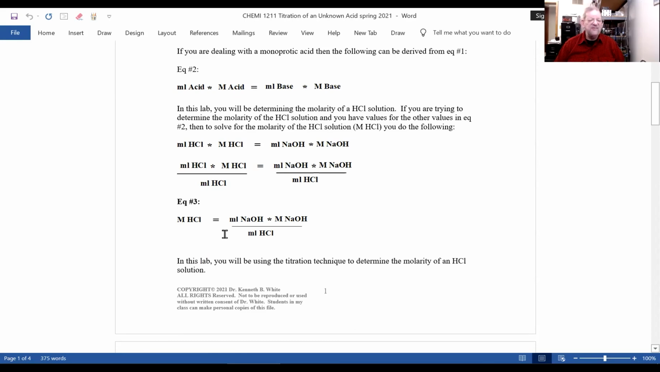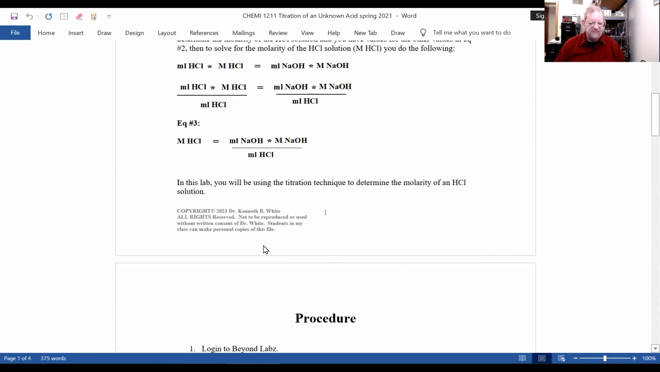And in this lab, you'll be doing a titration and determining how many milliliters of sodium hydroxide of a known molarity will neutralize a known amount of HCl. And that's what you'll be doing.